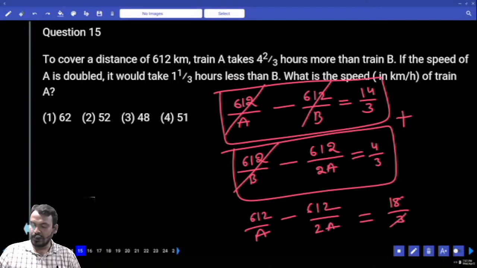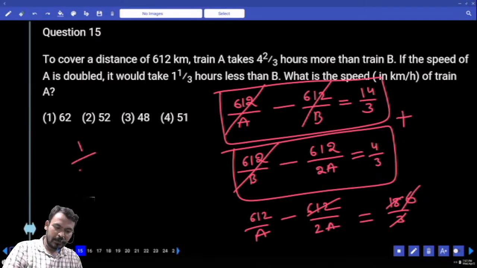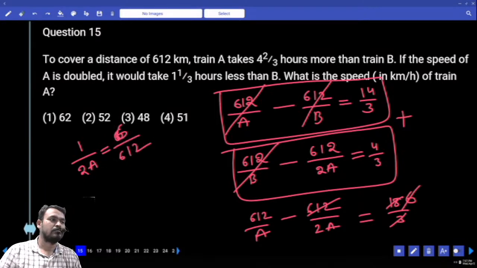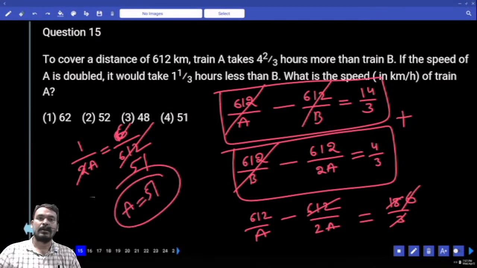Okay. 3 how many times here? 6 times. 6 how many times? 612 common, or not? 1 by 2A, that is equal to 6 by 612, or not? 2 into 6, 12. 12 how many times? 51. 1 by A equal to 1 by 51. A equal to how much? 51, or not? Clarity?